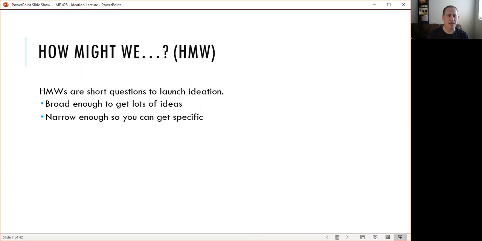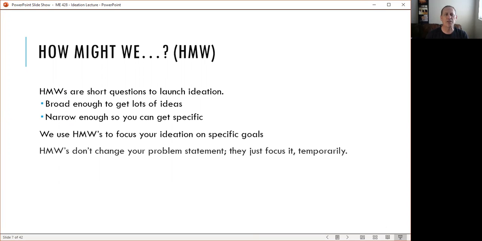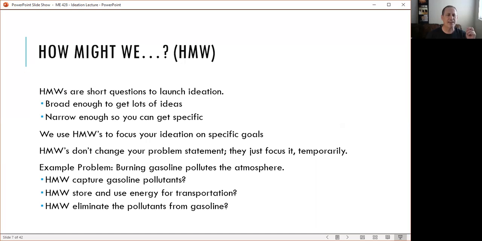So, for example, how might we's are a way that we create that scope. It's a very simple question. And so here are a few examples of that. You can say you're dealing with a problem that you recognize burning gasoline pollutes the atmosphere. You could address this problem in various ways, and you don't want to go into your ideation session with the big problem. You want to focus it. And you can then change that throughout the ideation session. So one how might we might be, how might we capture gasoline pollutants? So go ahead and make them, but then grab them before they get out into the atmosphere.